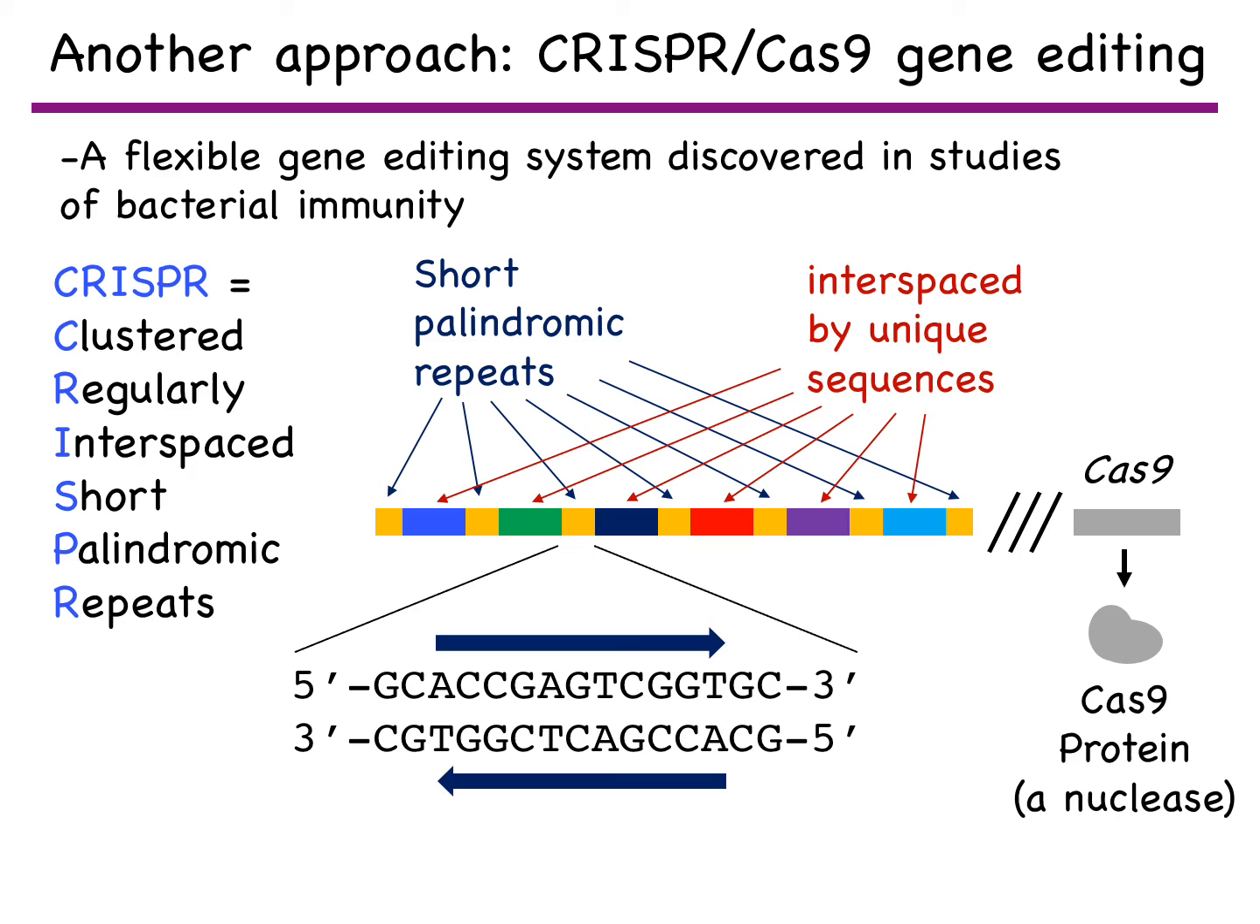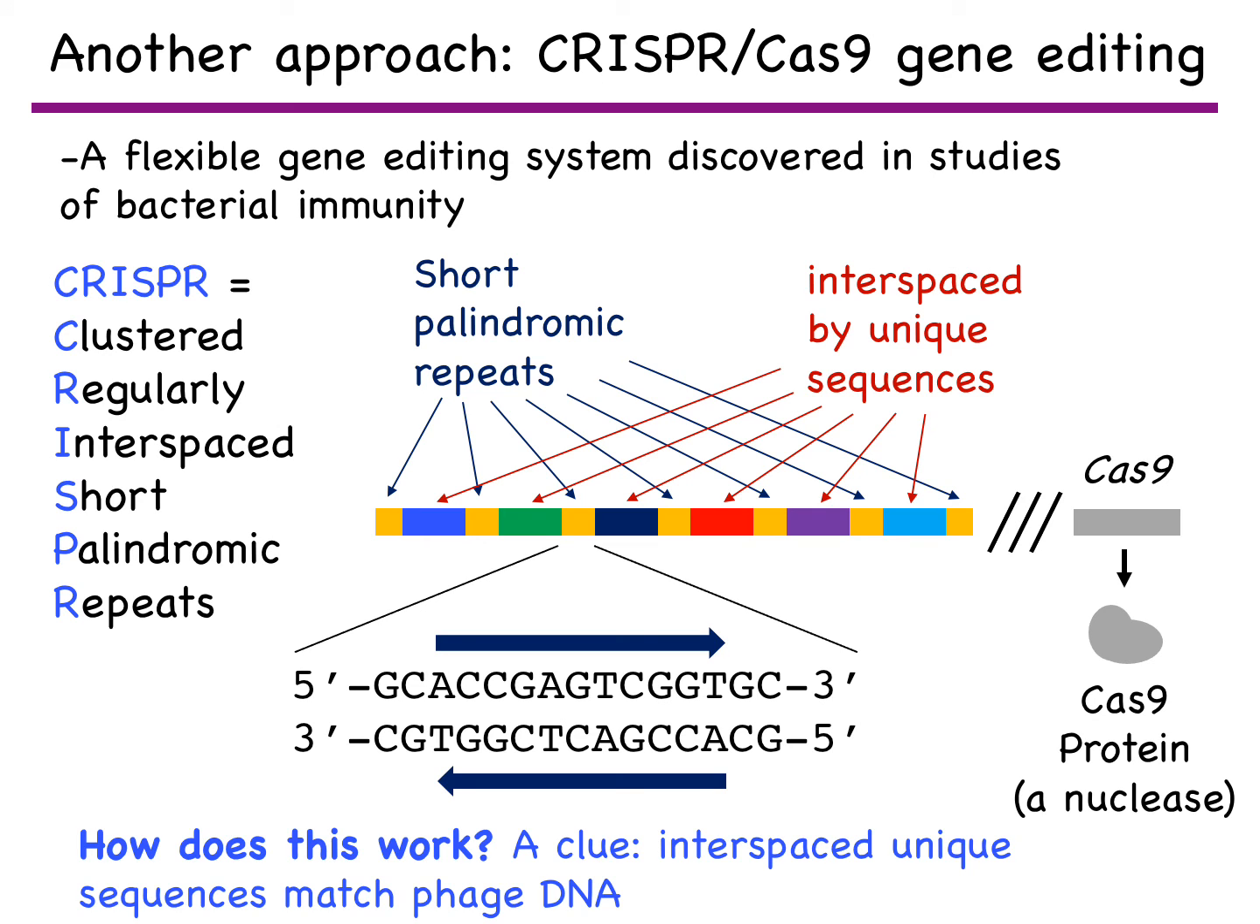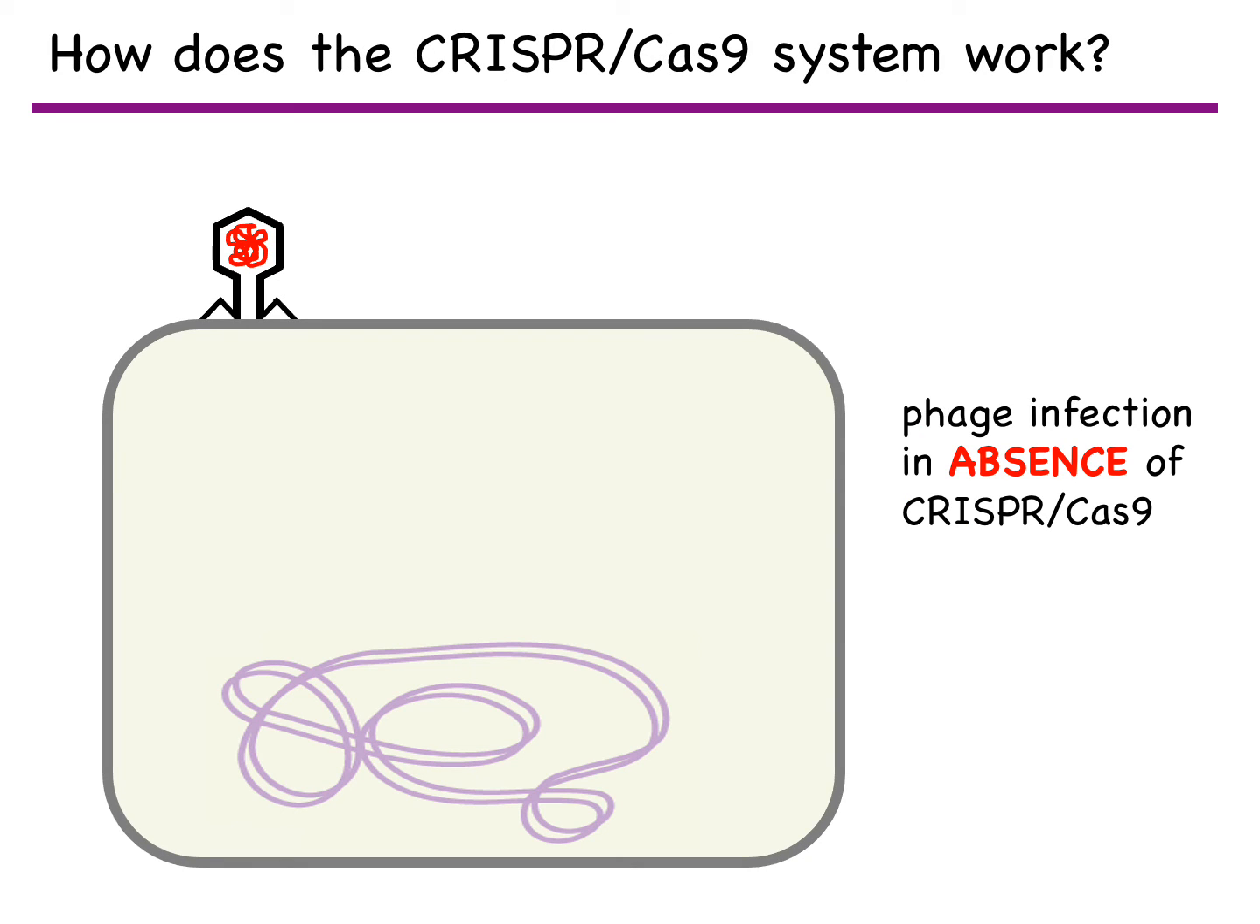An important clue came when people started looking closely at these unique sequences. It turns out the unique interspaced sequences match precisely to sequences in phage DNA. Phage are like bacterial viruses. The different colors represent sequences present in different types of phage that infect bacterial cells. So let's talk a little bit about how the system works. The model slides I'm going to show you are based on work done by researchers over a number of years.